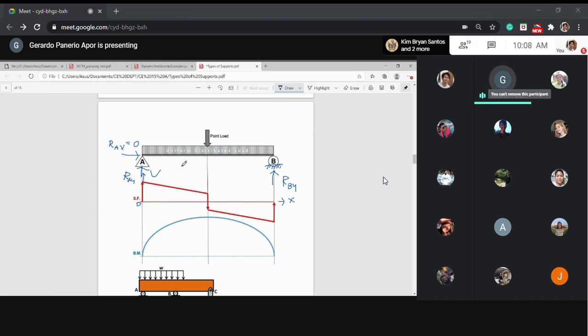Okay. So right at this point, at the beginning, where point A is, you have an arrow. This arrow represents the magnitude of the reaction at A. And then you notice that from A to the midpoint, before you reach the point load, there is a uniformly distributed load.